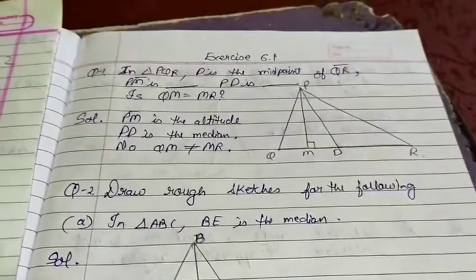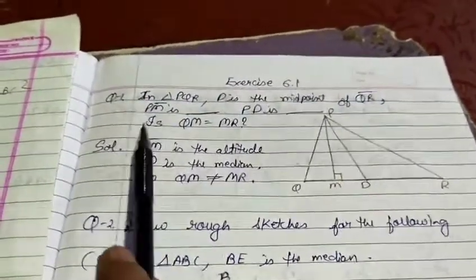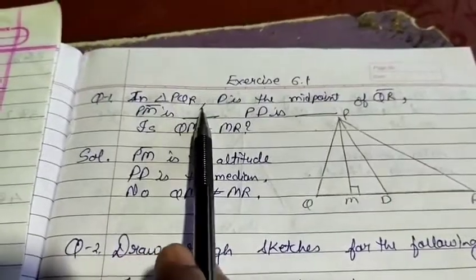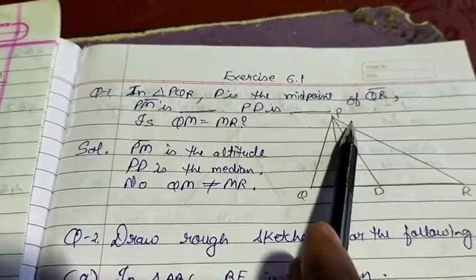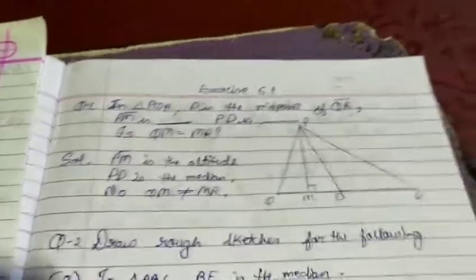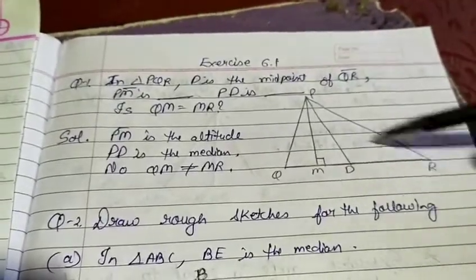Let us start exercise 6.1. This is a triangle given, triangle PQR. D is the midpoint of QR, PM is dash and PD is dash. Is QM equal to MR? Now dear student, this kind of figure is also given.